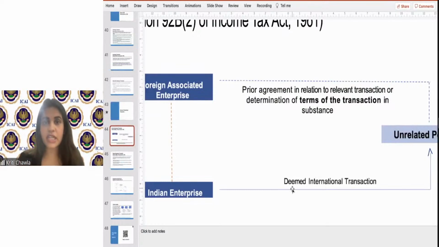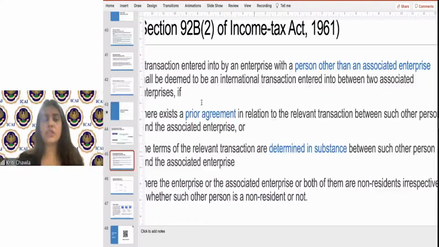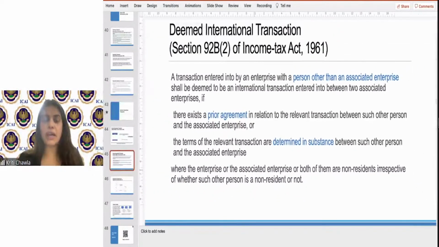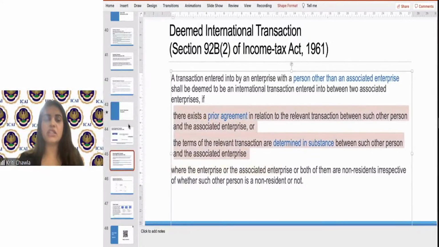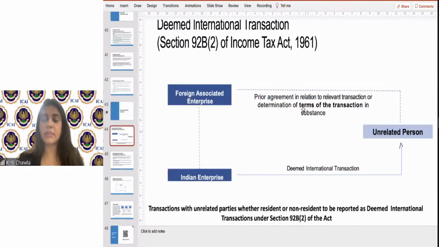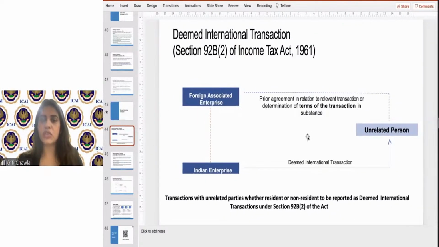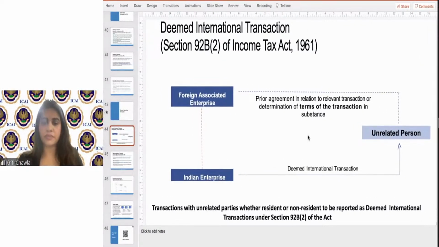Even if you don't understand it here, please look at the law. The law is worded in a manner, this is provided in the law. So I've just copied it, prior agreement and terms of the transaction. I've just copied it from the law itself. So you can look at the law itself.